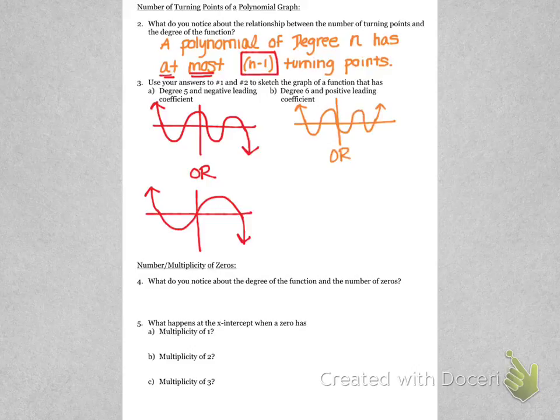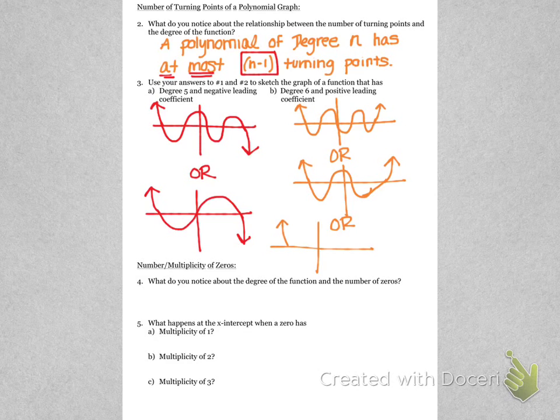Or again, both ending up, I could do 1, 2, 3, stretch that out, 3 turning points, or I could also have no turning, or just 1 turning point, like this.